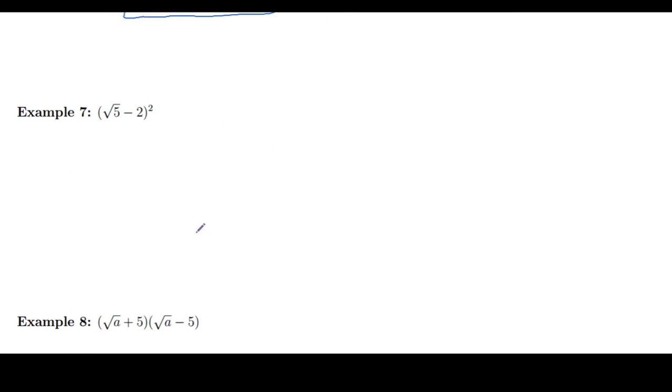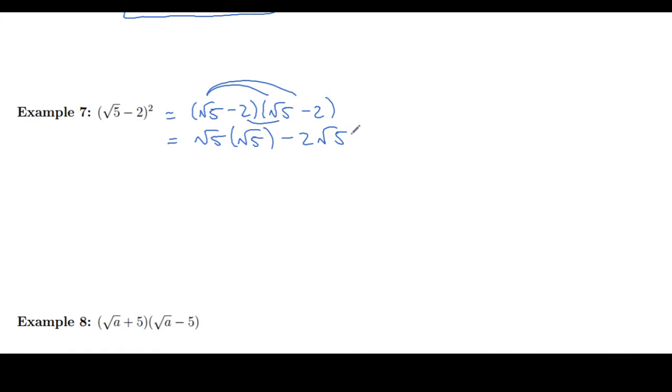The next one, we can rewrite this square as root 5 minus 2 times root 5 minus 2. And we'll use our FOILing procedure, so root 5 times root 5. Outside will be minus 2 root 5, and then the inside will be minus 2 root 5. And the last term, minus 2 times minus 2, will be plus 4. So root 5 times root 5 is 5. These two will give us minus 4 root 5, combining by coefficients because we have like terms of root 5, and then plus 4. So then this will be 9 minus 4 root 5.